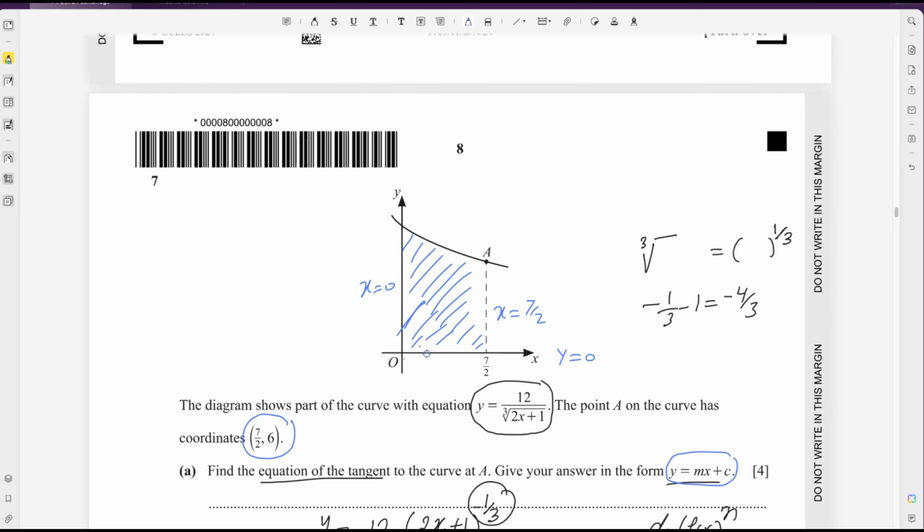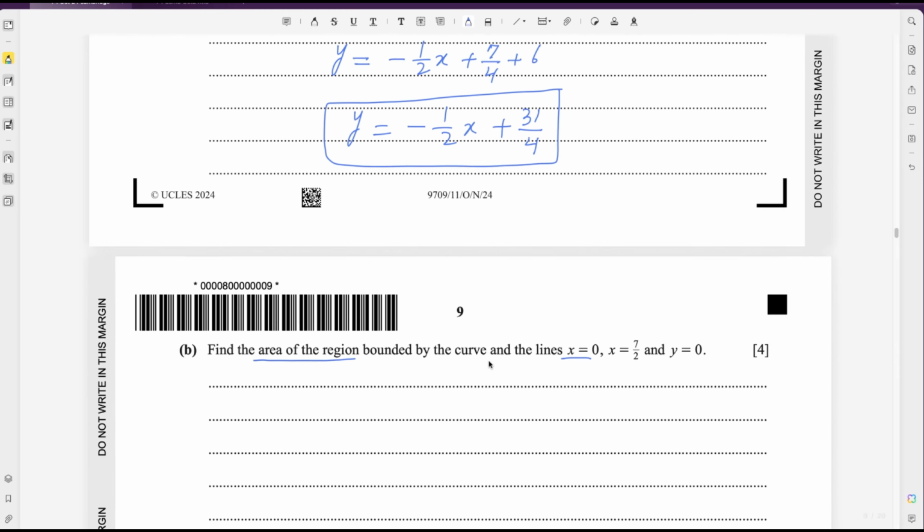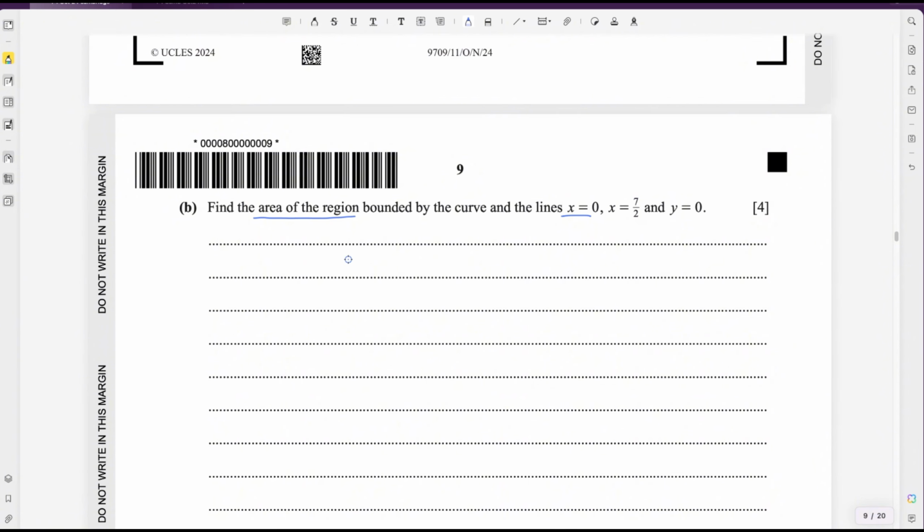Starting from 0 ends at 7 over 2. We know the formula of finding the area by using integration. Let me tell you that formula as well. If you want to find that area, required area will be equal to the integration from 0 to 7 over 2. We integrate the function, integrate the curve. Actually, integration gives you the area under the curve. So this is the basic formula for finding the area.